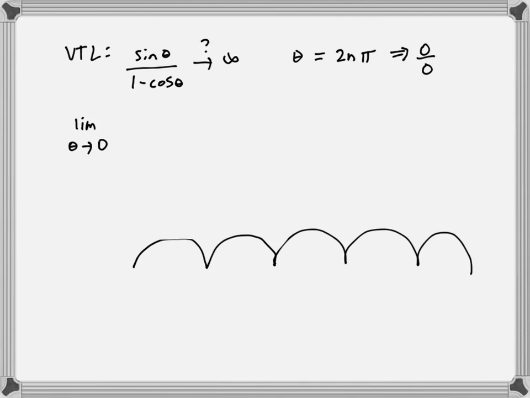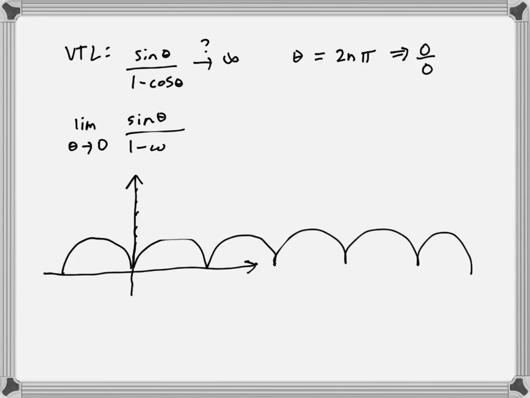So what we're doing is we're checking if that's the coordinate axis. If this is the coordinate axis, then we're checking right in this first thing at the origin. And if there's a vertical tangent there, there's got to be one everywhere, right? So there's got to be one at every one of these little humps. So let's check the limit as theta goes to 0 of sine theta over 1 minus cosine theta.